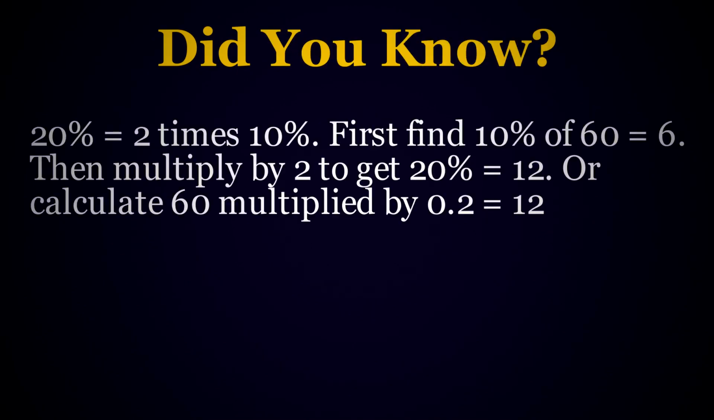Knowledge boost: 20% equals 2 times 10%. First find 10% of 60 equals 6. Then multiply by 2 to get 20% equals 12. Or calculate 60 multiplied by 0.2 equals 12.